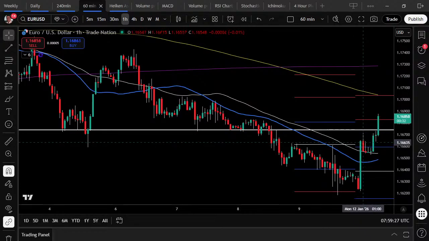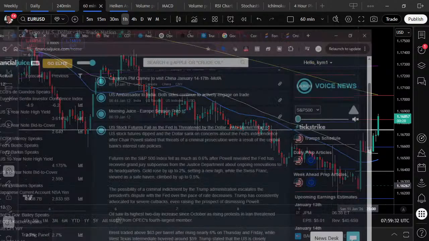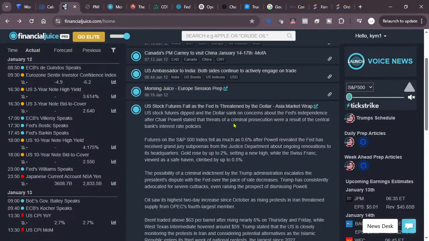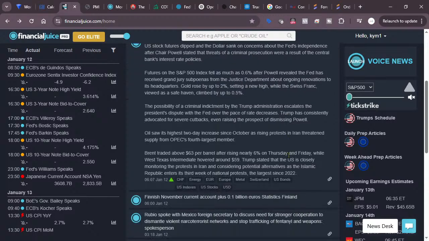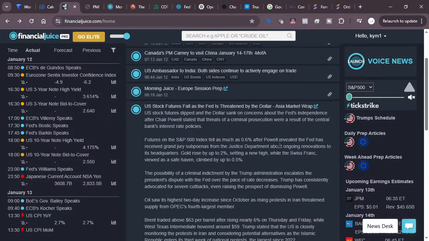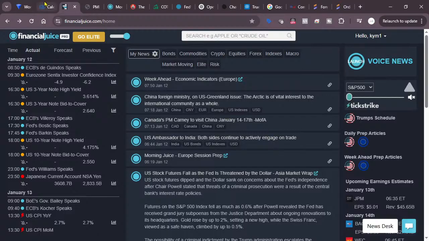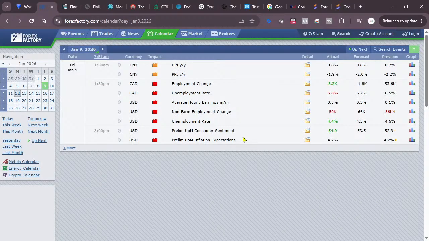Before we get on to the charts themselves, let's take a quick look at what's going on news-wise. I was just reading this morning that there are apparently threats of criminal prosecutions against the Fed members by the looks of things from Trump now. There's all sorts of stuff going on there, plus we've got the usual geopolitical stuff going on around the world, which is escalating in some parts.